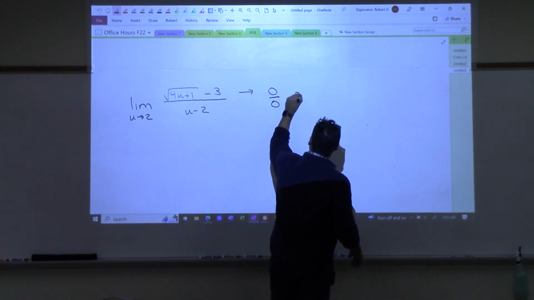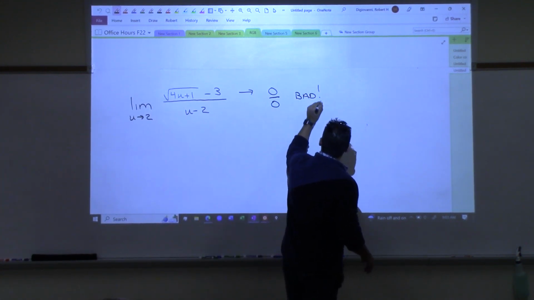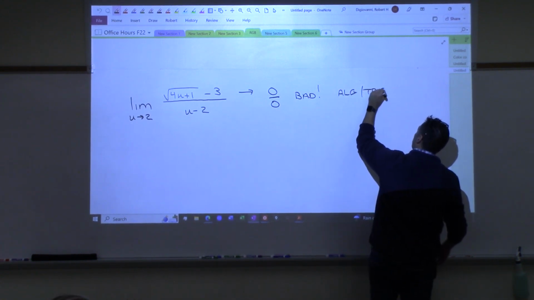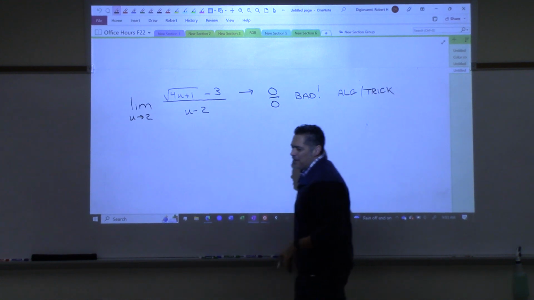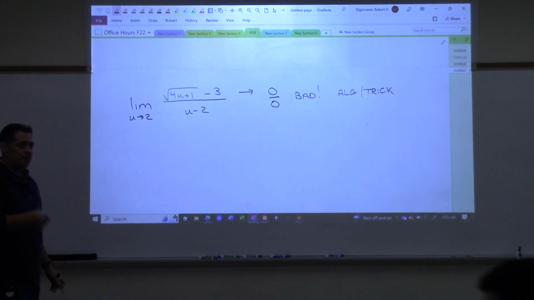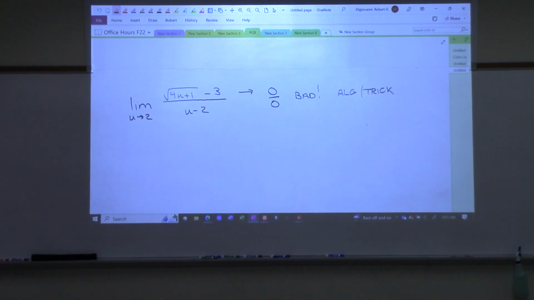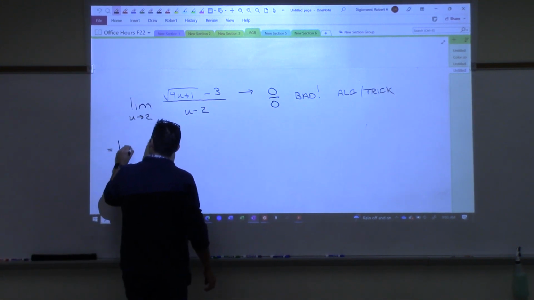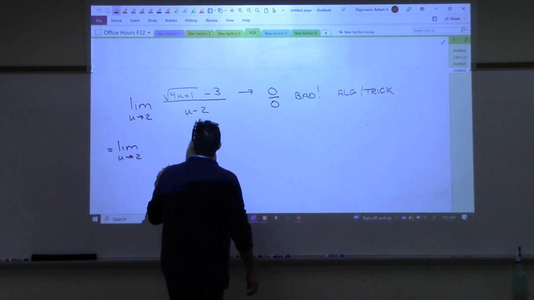Right, this is bad. And whenever we see this, it means we need to do some algebra, or some sort of trick. When I say trick, I mean kind of algebra anyway. Mechanically, we need to do something to make this work. All right, so did you try something, or what did you try? I multiplied the bottom and top by square root 4u plus 1 plus 3, and same for the bottom.